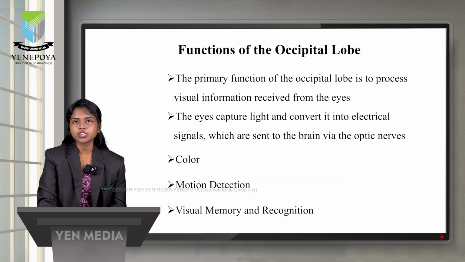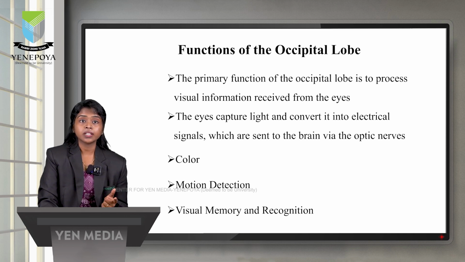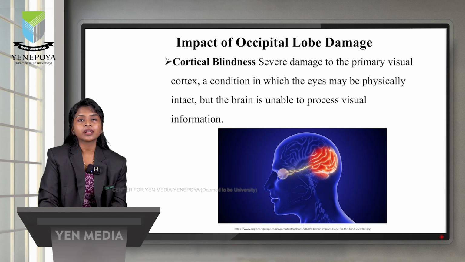The primary function of the occipital lobe is to process the visual information received via the eyes. The eyes capture the light and convert it into an electrical signal which is sent to the brain via the optic nerves, and it is involved in color, motion detection, visual memory and recognition of things. So, the impact of occipital lobe damage.